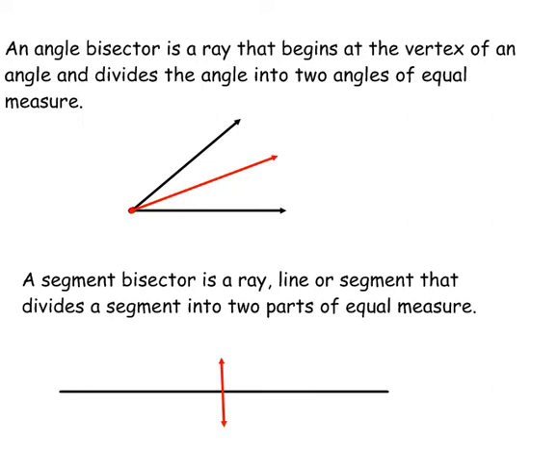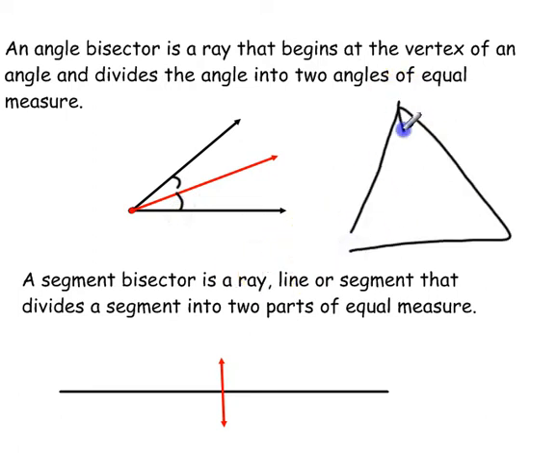A couple of definitions that you're going to need for some of these proofs. The first one is angle bisector. An angle bisector is a ray that begins at the vertex of an angle and divides the angle into two angles of equal measure. So you know when they tell you you have an angle bisector that this angle is congruent to this angle. That happens a lot.